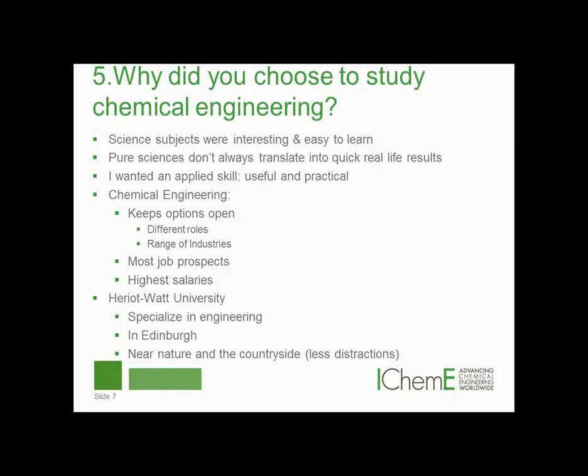Chemical engineer at the time had the highest salary, so I suppose that was a factor. And I chose Heriot-Watt University because they specialised in engineering, obviously from the Watt. It was in Edinburgh, I quite liked Edinburgh. And I chose Heriot-Watt because it was on the outskirts of Edinburgh, so it was near nature and the countryside, and there were fewer distractions there, so I thought I could get on with my study more there and then go into town when I wasn't studying.